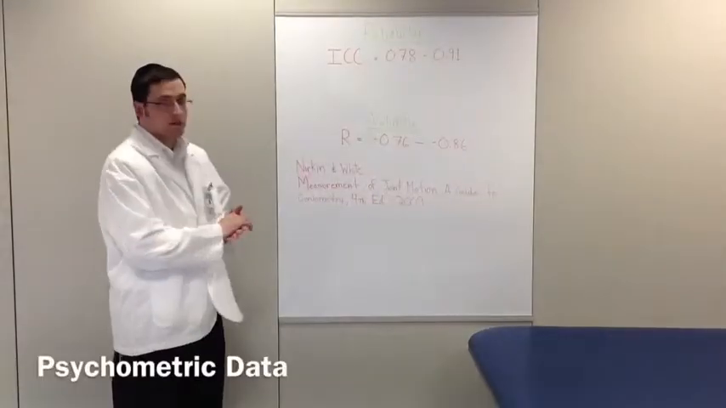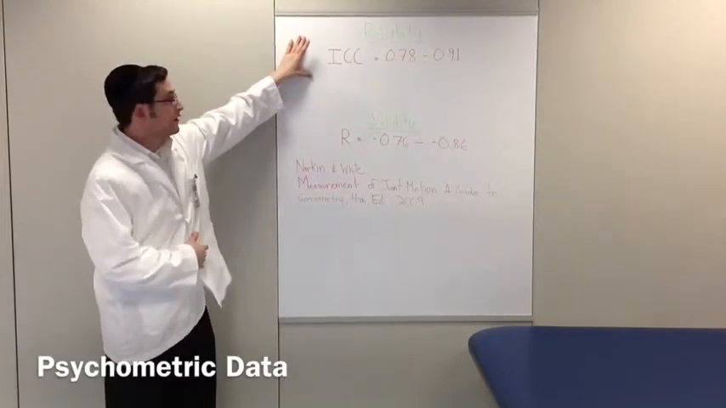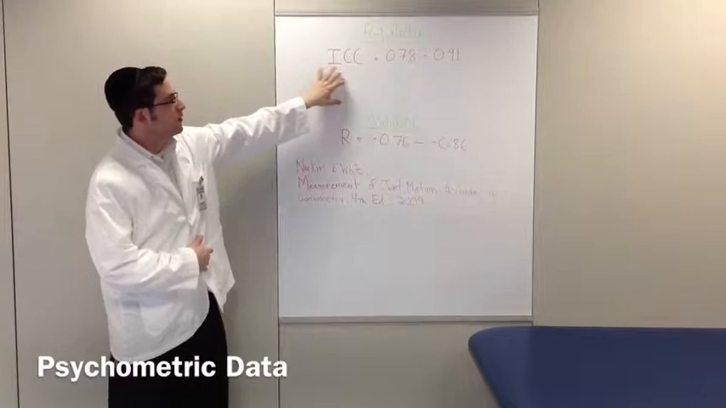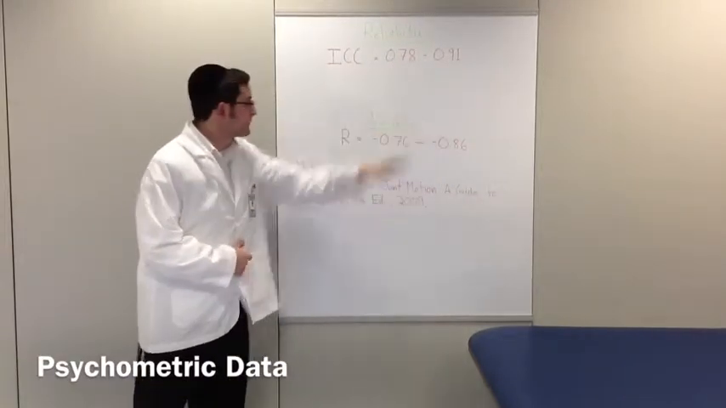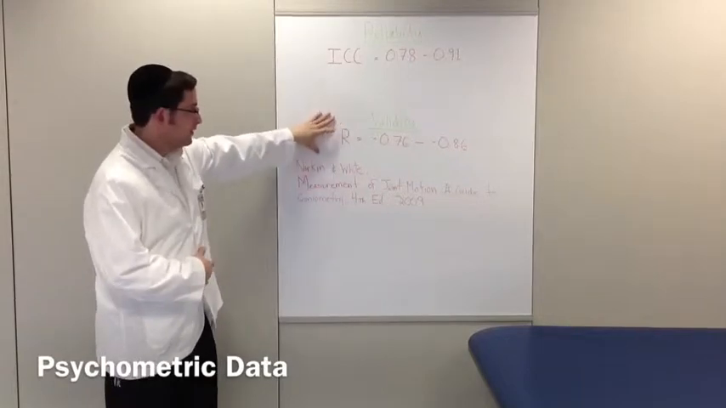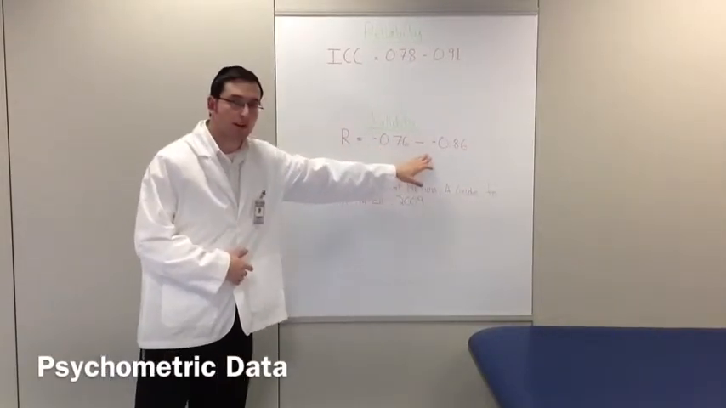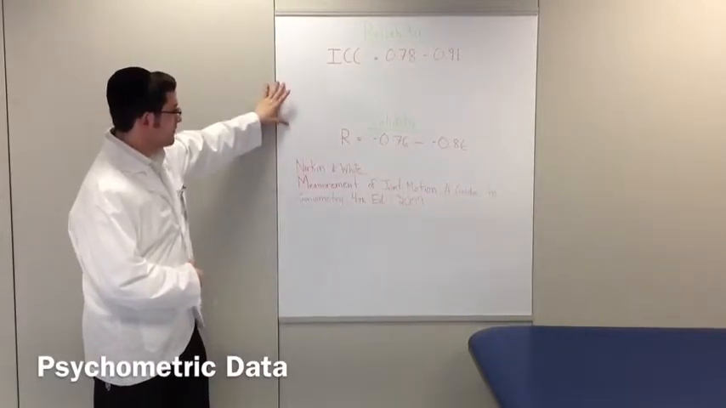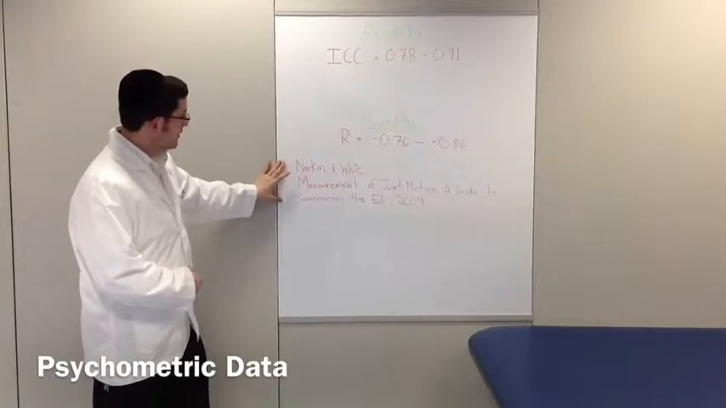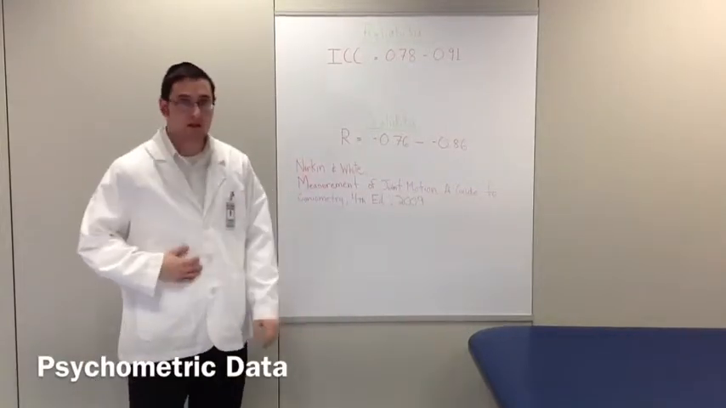So, the psychometrics for ulnar deviation. For interrater reliability, the ICC was from 0.78 to 0.91. For validity, the r value was negative 0.76 to negative 0.86. Both of these sources were taken from Norkin and White, Measurement of Joint Motion: A Guide to Goniometry, the 4th edition of 2009.